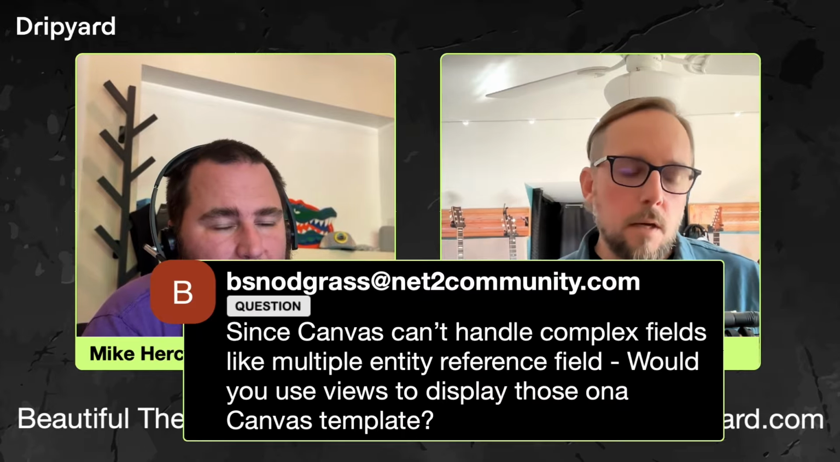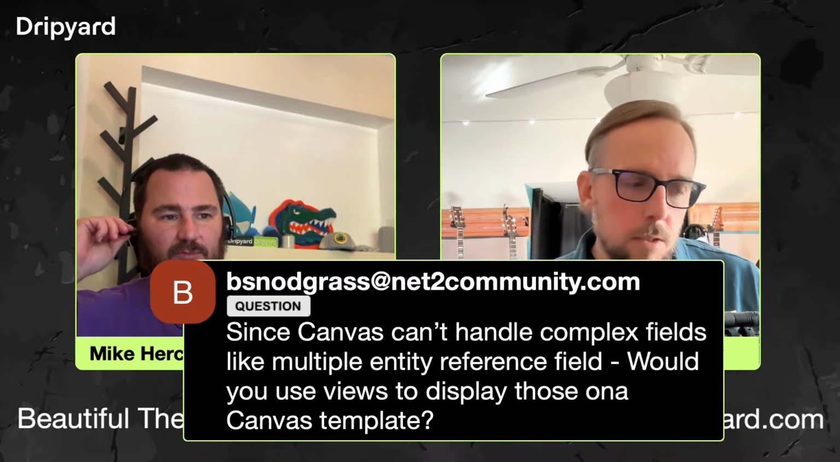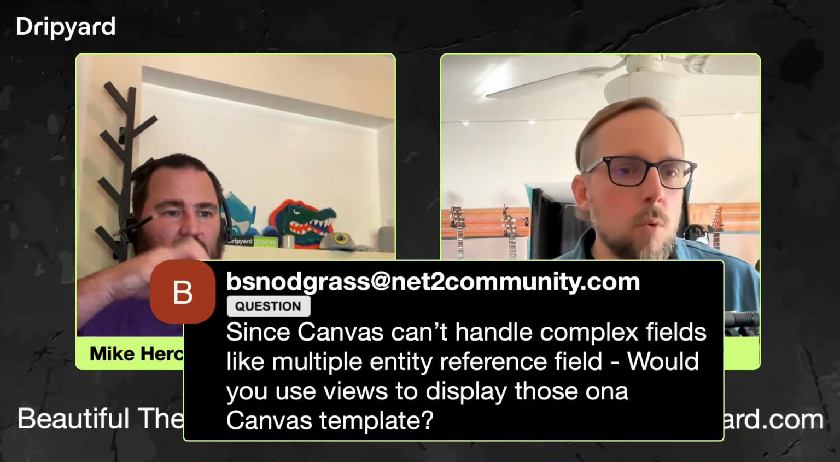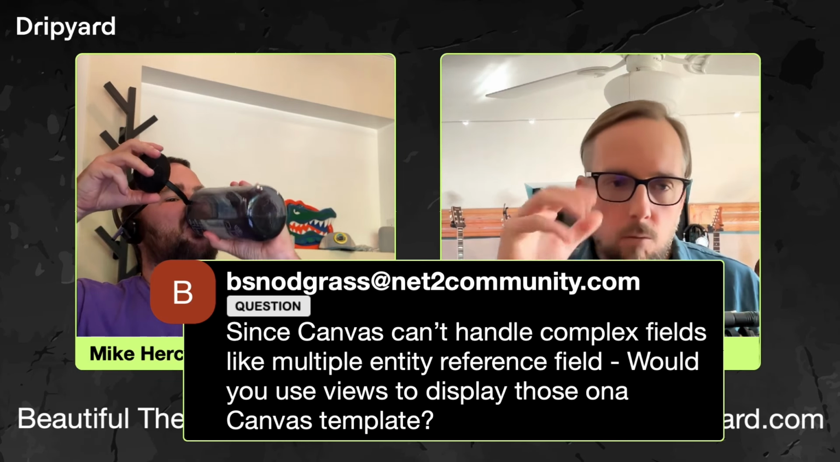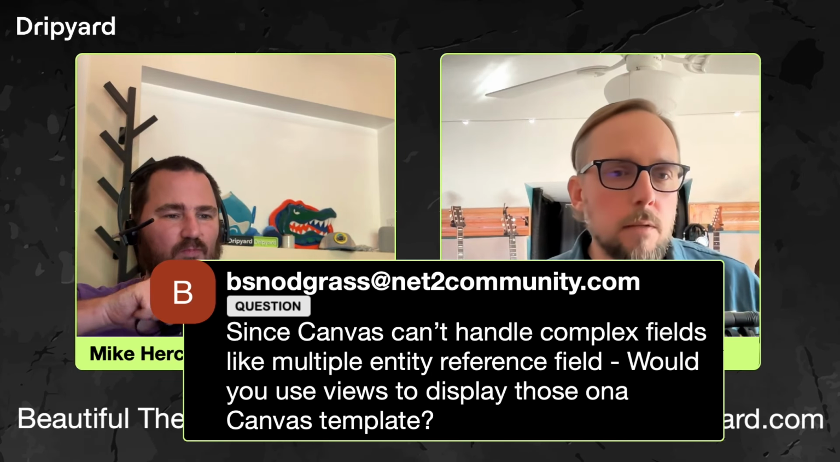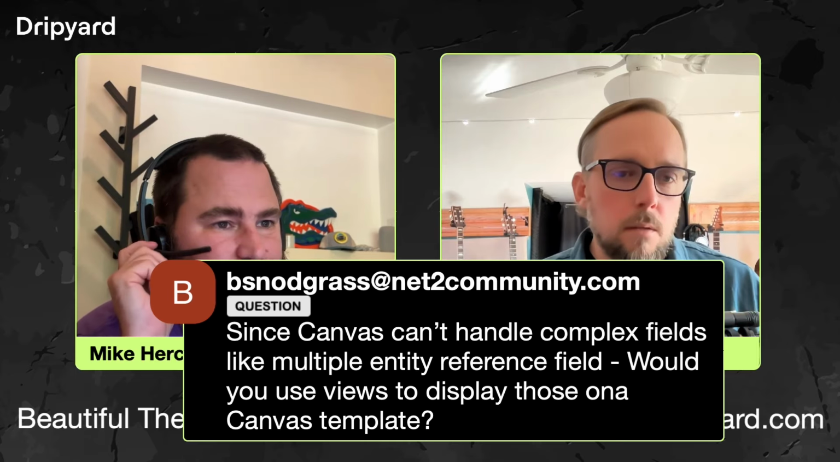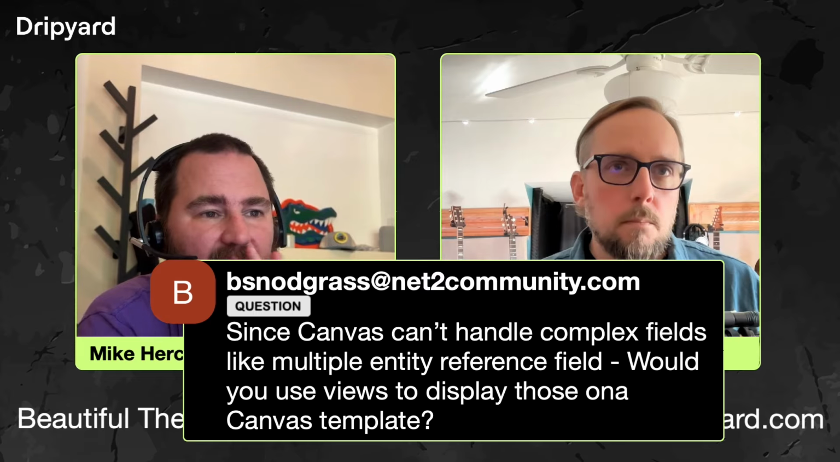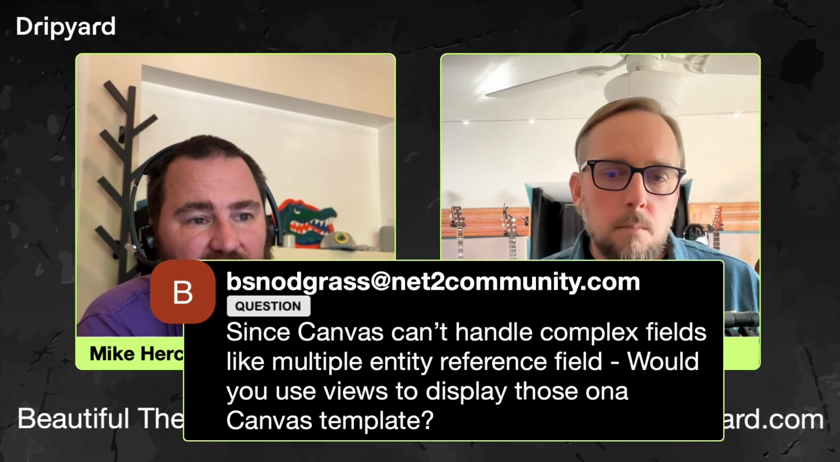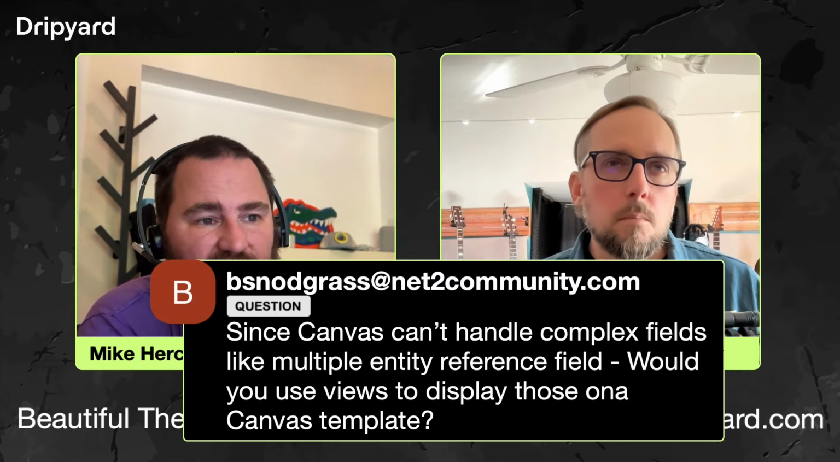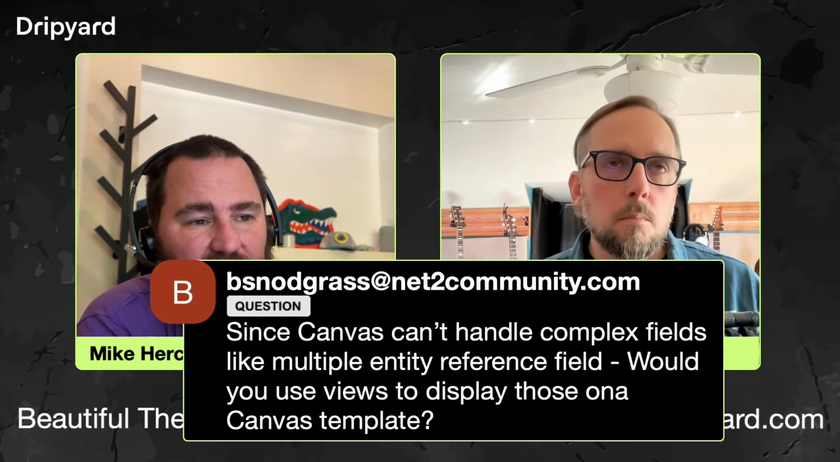Yeah, and you can create a Canvas landing page and drop views blocks in it. So if you wanted your search results to be wrapped in Canvas and have other components around them, you can do that. That's what we did in our landing page demo. Bob asks, since Canvas doesn't yet do complex fields like multiple entity reference fields, would you use views to display those on a Canvas template? I think right now that would be the way to do it. You can inject views into Canvas templates and you can put whatever data you want into views.